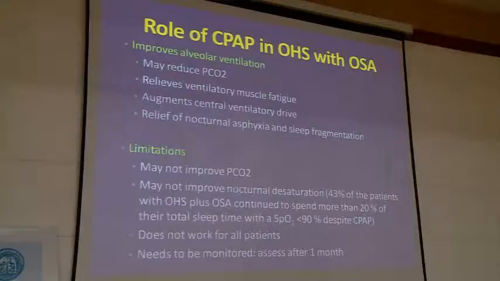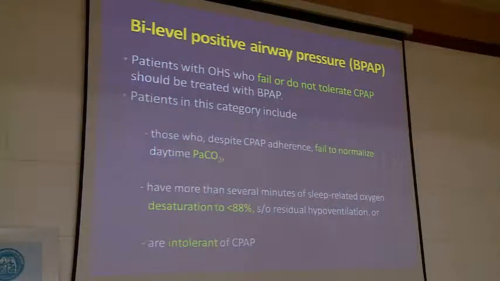It may not improve nocturnal desaturations, and one of the studies showed that 43% of the patients who had OSA and OHS, when CPAP was given to them, still spent 20% of their sleep time in saturation less than 90%. CPAP doesn't work for all the patients, and if you start CPAP, then you need to keep on reviewing the patient from time to time. If the patient cannot tolerate CPAP, or doesn't respond to CPAP, then that is the time when we move to BiPAP.